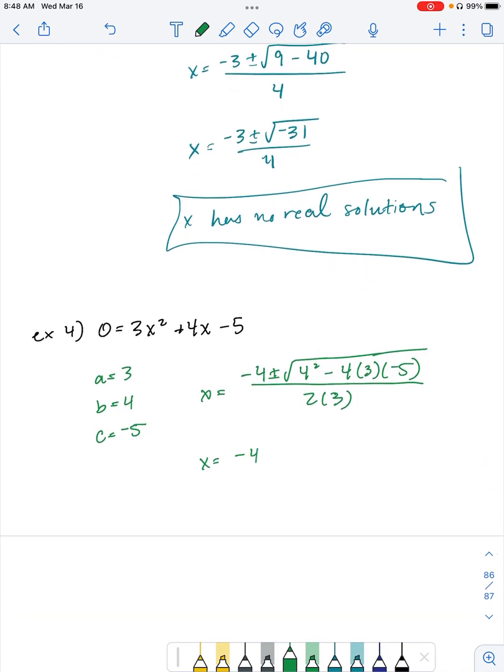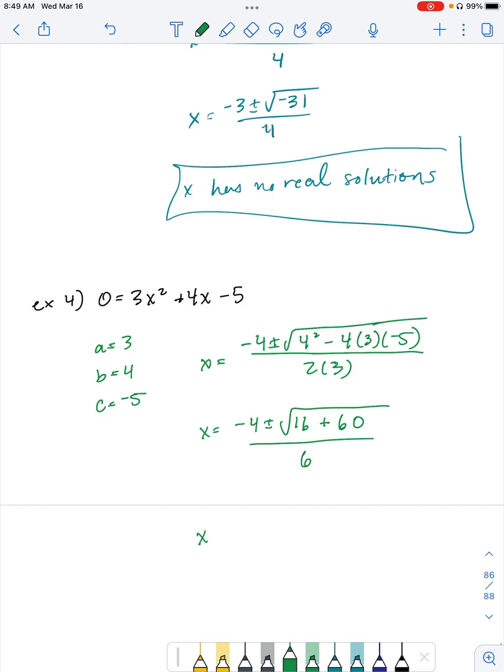Simplifying under the radical, we get negative 4 plus or minus the square root of 16. 4 times 3 is 12, times negative 5 is negative 60, so that becomes plus 60, divided by 2 times 3 is 6. X equals negative 4 plus or minus the square root of 76 by adding those together, over 6.